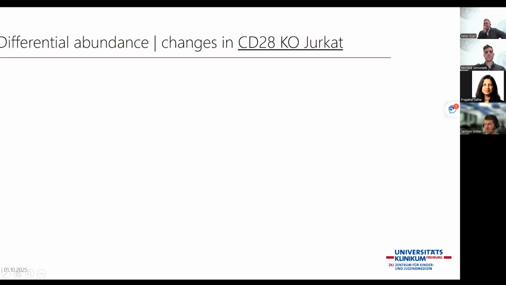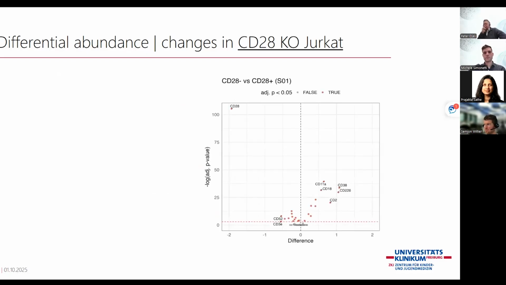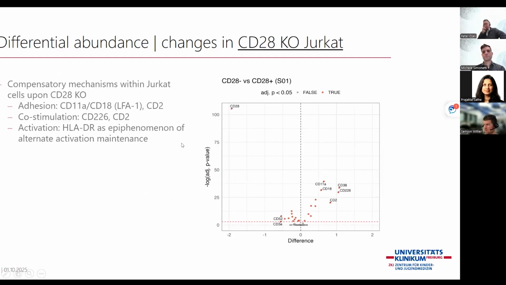And now perhaps to look a little bit more into detail, if we look at differential abundance in the CD28 knockout Jurkat cells, comparing them to CD28 wild-type Jurkat cells, I think it was, to me, very interesting. First, obviously, to see CD28 being the molecule that has been downregulated the most, but then again, to see some of these 155 surface markers to be upregulated. And if you think a little bit more in detail about it, you can make some reason out of it.